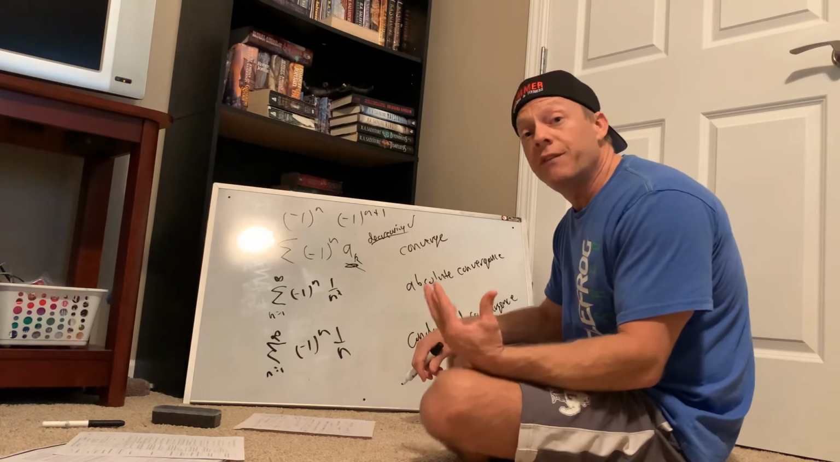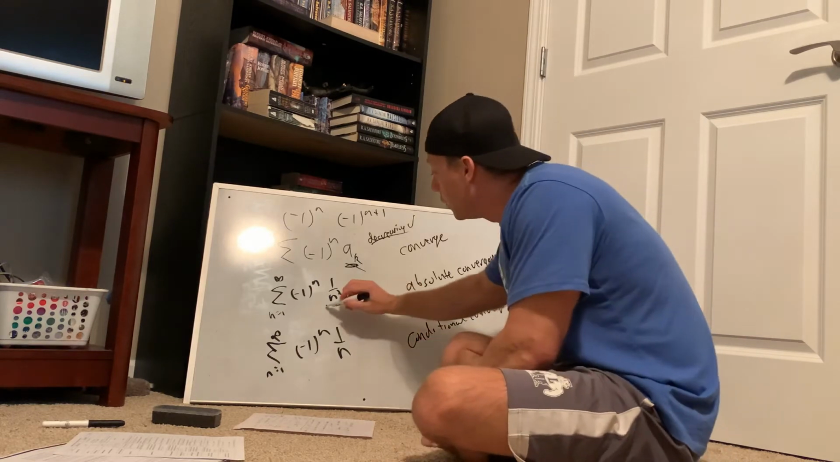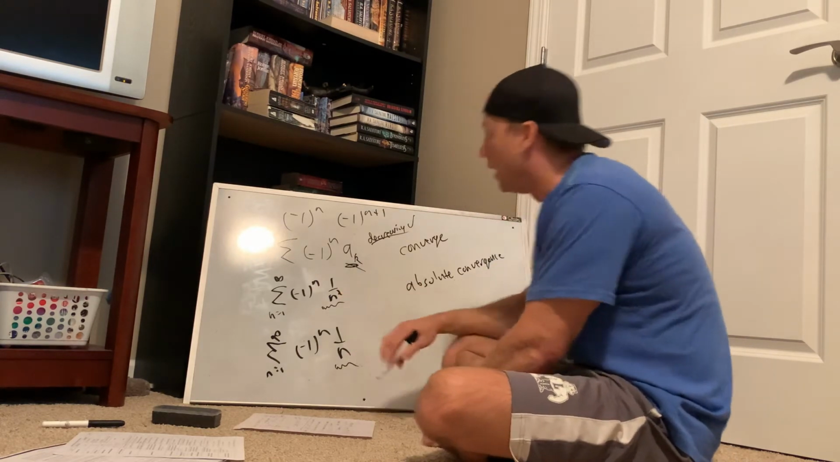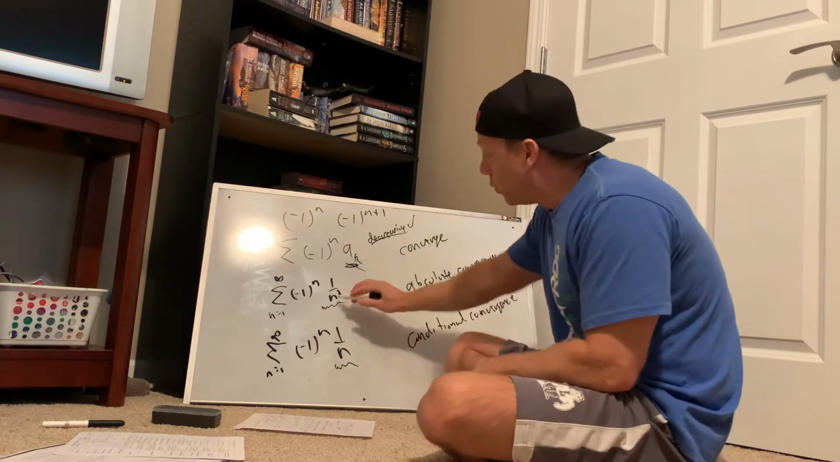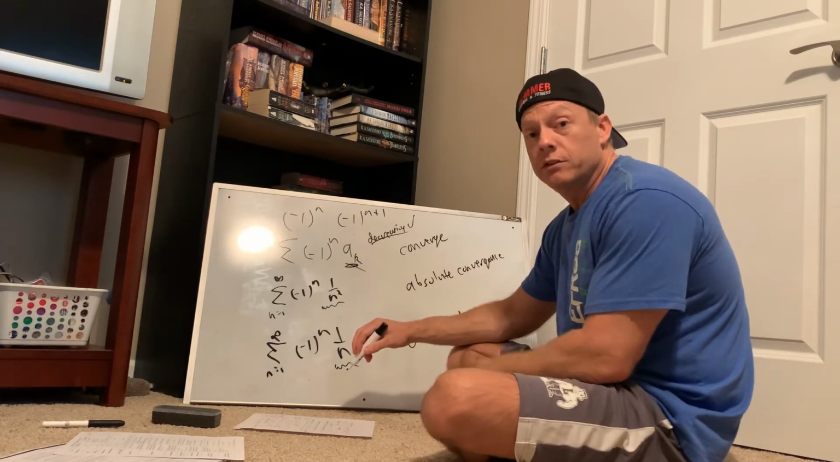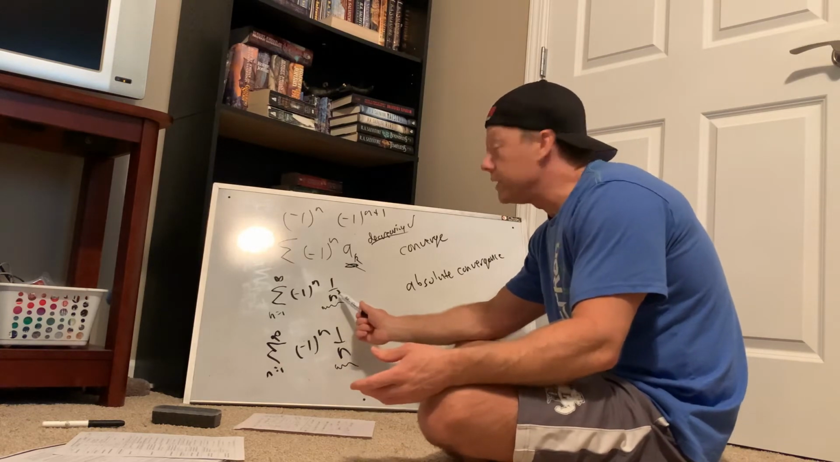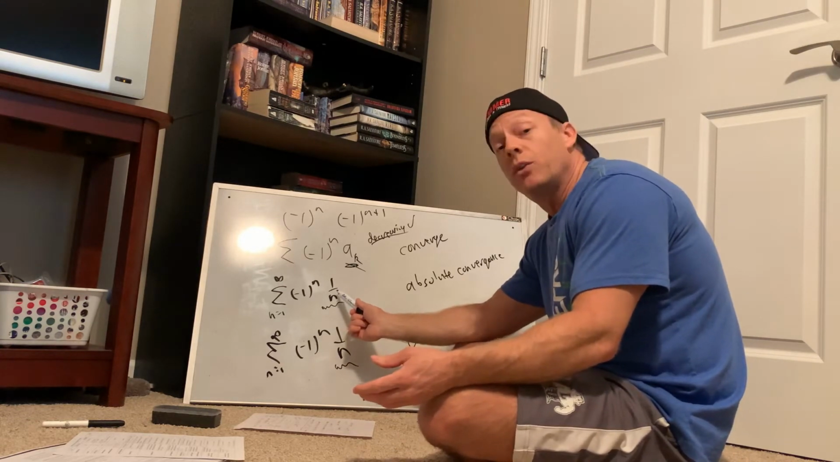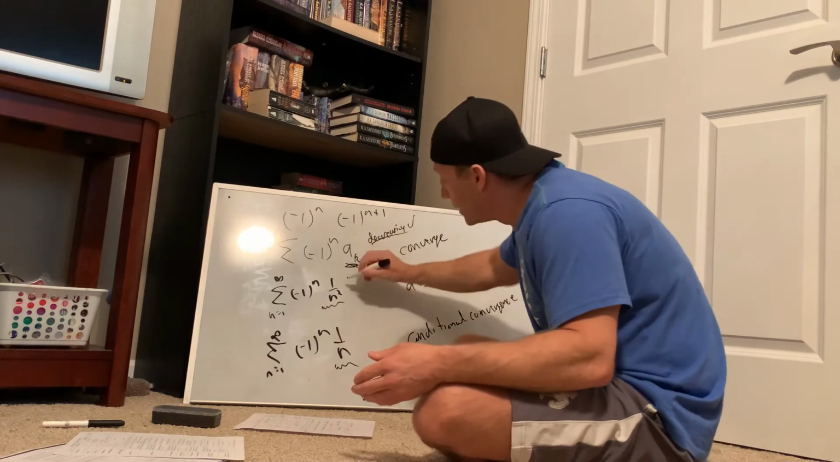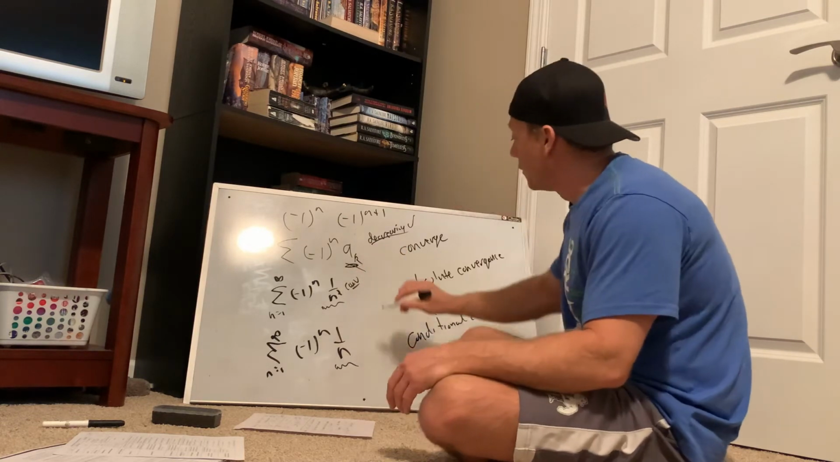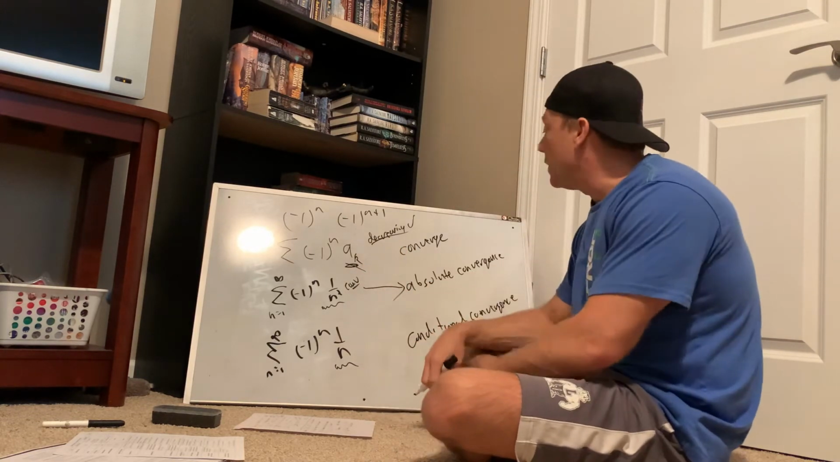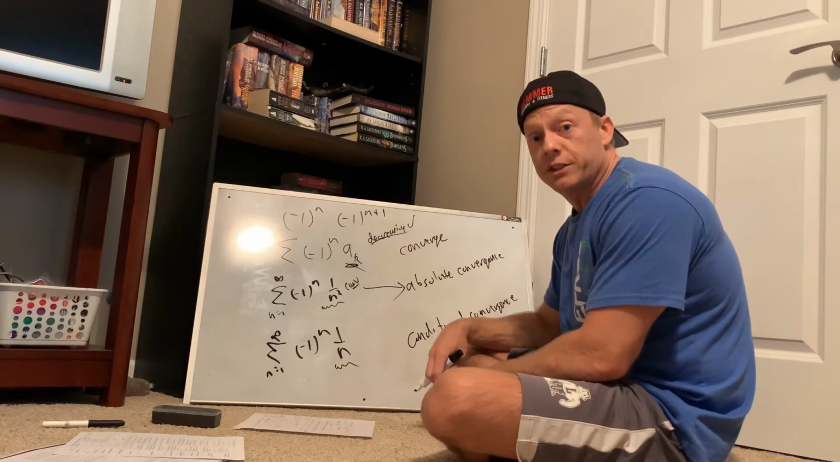Now to check to see if it's absolute or conditional, we look to this guy right here. And we say, okay, is 1 over n squared, does that normally converge on its own? Well, that's going to be a p-series, right? 2 is bigger than 1, so this thing converges on its own. If it converges on its own, that means we have what's called an absolute convergence.